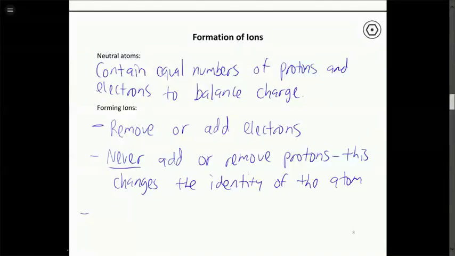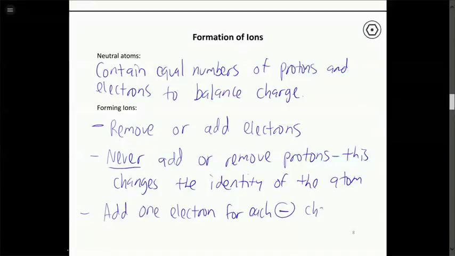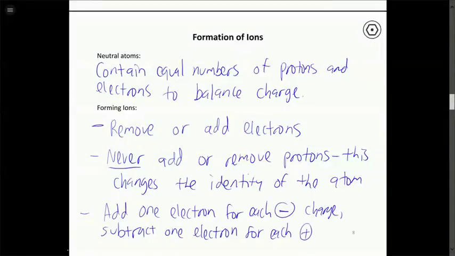And obviously, we know that the relative charge of protons and electrons is the same in magnitude, opposite in sign, and so you're just going to add one electron for each negative charge that the ion has. Ions can potentially have more than one charge. So for each negative charge, you just add an additional electron, and you subtract one electron for each positive charge.